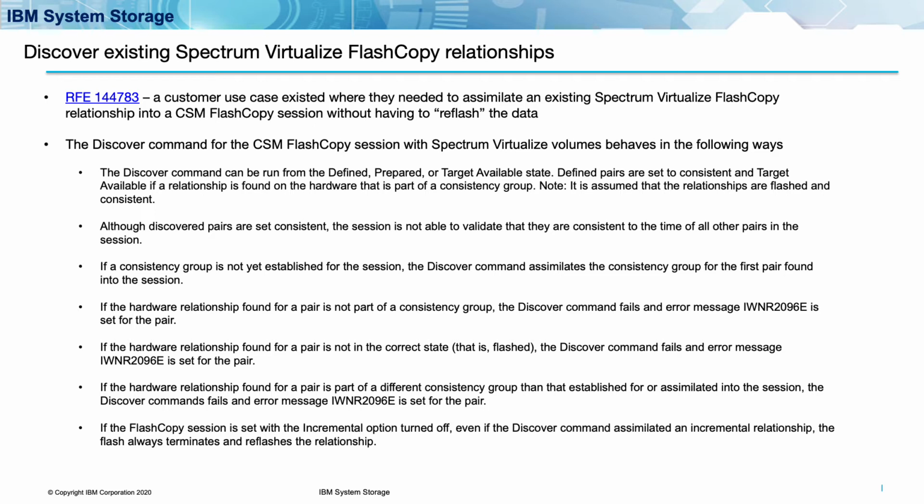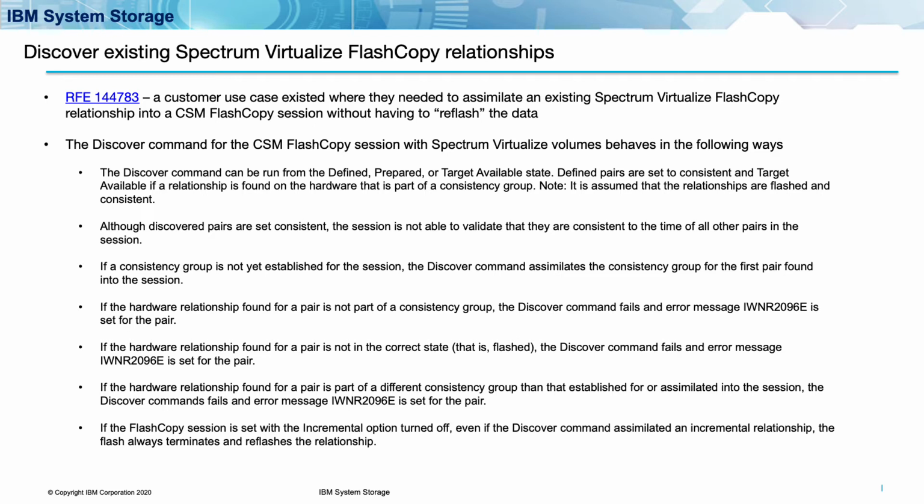So if it's in a consistency group and it's flashed, we know that it should be flashed together with the other volumes. So if the volume is not in a consistency group, we will not allow it to be discovered or assimilated into the session. So a couple other things. If a hardware relationship is found, but it's not part of the consistency group mapped to that session, you won't be able to discover it. We won't allow it. The pair will just stay defined with an error message.